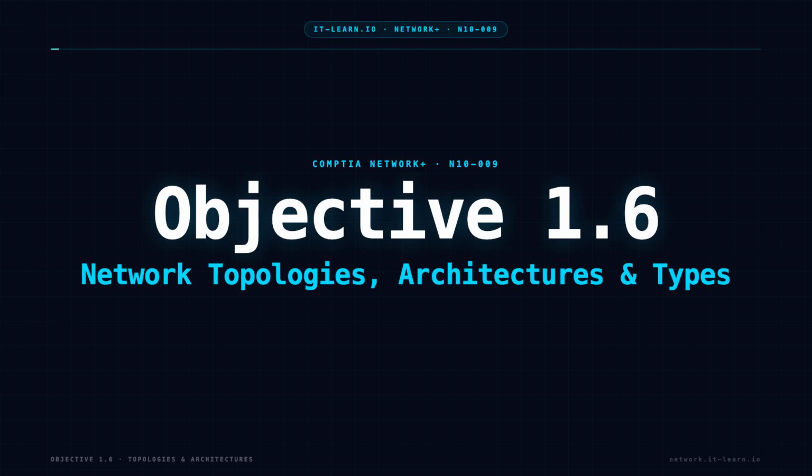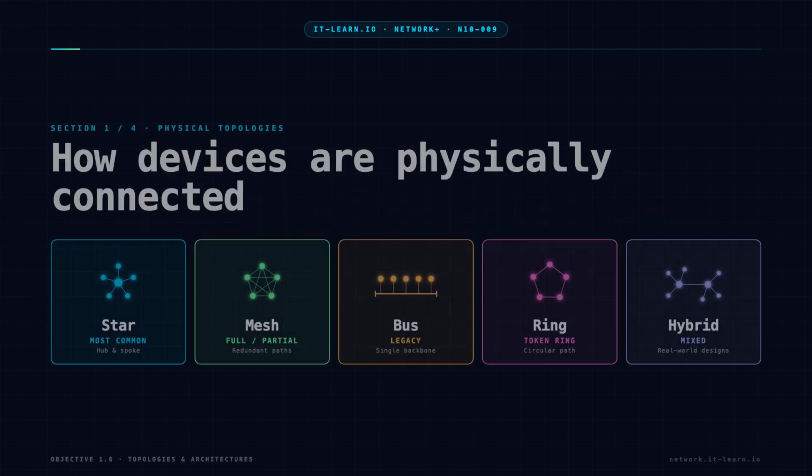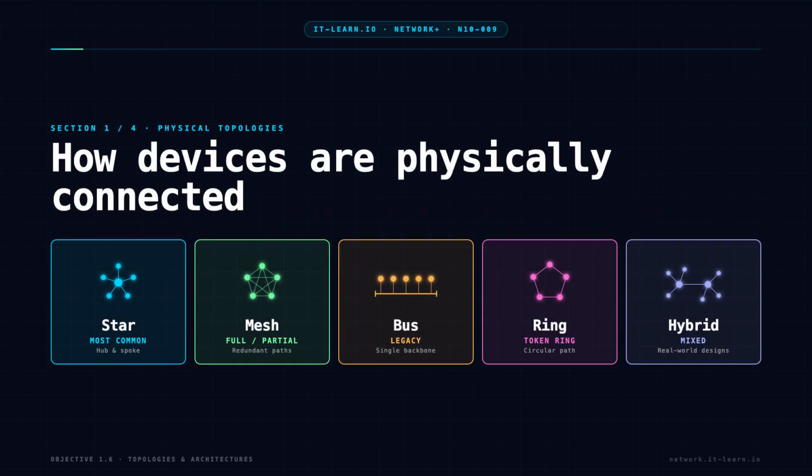In this lesson, we are covering Objective 1.6, Compare and Contrast Network Topologies, Architectures, and Types. Understanding how networks are structured is essential for designing, deploying, and troubleshooting them. In this lesson, we will examine physical and logical topologies, network architectures, and different types of networks.